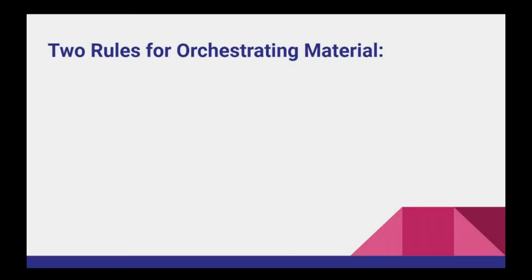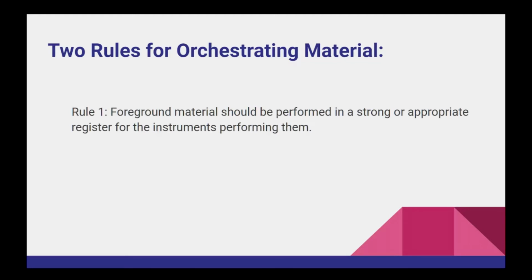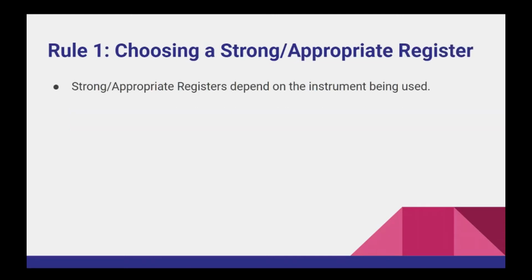Fortunately, it's not too difficult to learn how to avoid these types of mistakes. There are only two basic rules you need to keep in mind. Rule number one is that your foreground material should be performed in a strong and appropriate register for the instruments that are performing them. Now, what constitutes a strong or appropriate register depends on the instrument you're working with. Typically, it's whatever range of a particular instrument that makes it feel most powerful and heard the easiest.